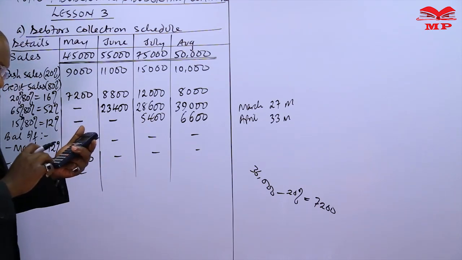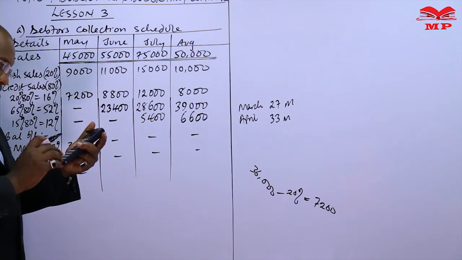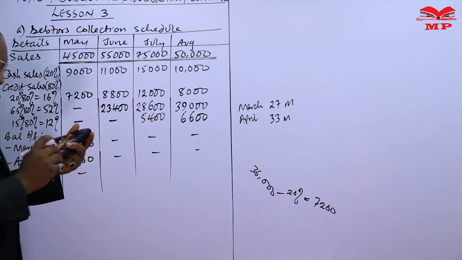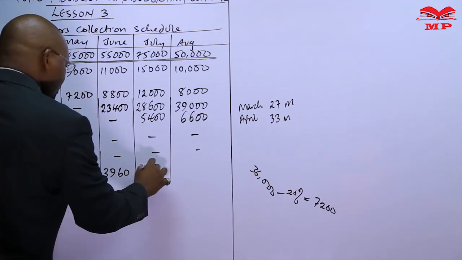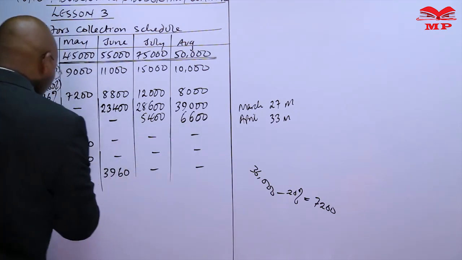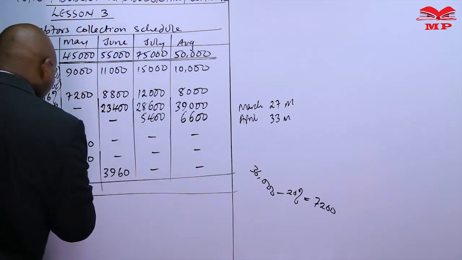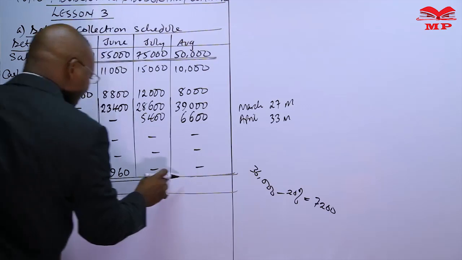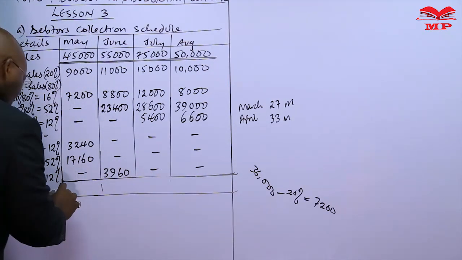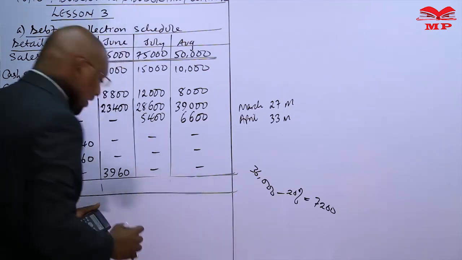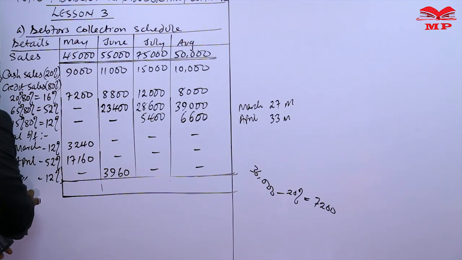So 0.12 times 33,000. This is 3,960. And that's all. So now we can say that we have collected every coin that was with the debtors for the month of March and the month of April. And therefore together, this is now the collection.